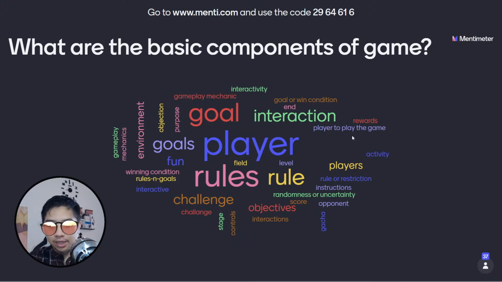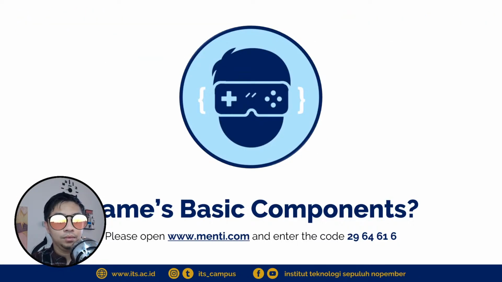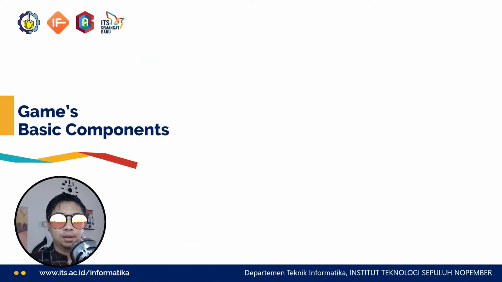Let's take a look into the formal definition, the formal explanation about this matter. So here we go. The five basic game components. These basic components are the ones that make a game different. We can break down the components into some things like this, to separate it from other kinds of play.